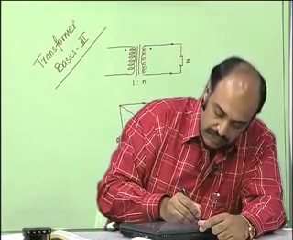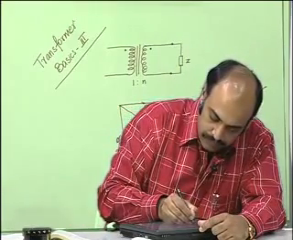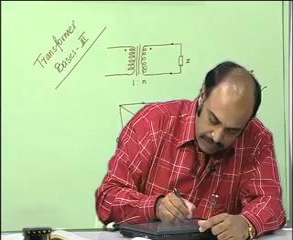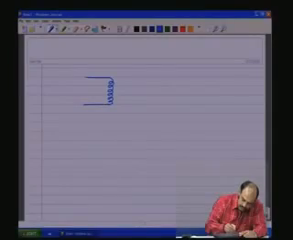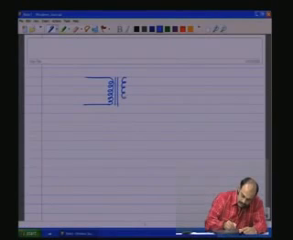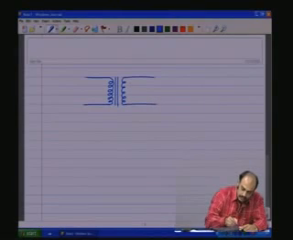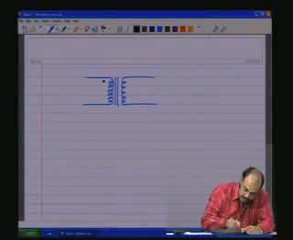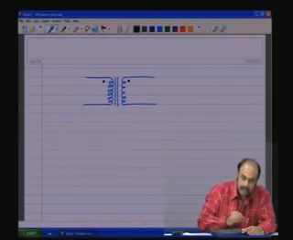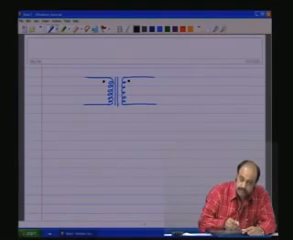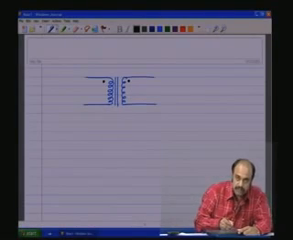So, we have this transformer with a primary, a core and the secondary. One should not forget to put the dot polarities. This is to indicate that this part of the winding is in phase with this part of the winding.